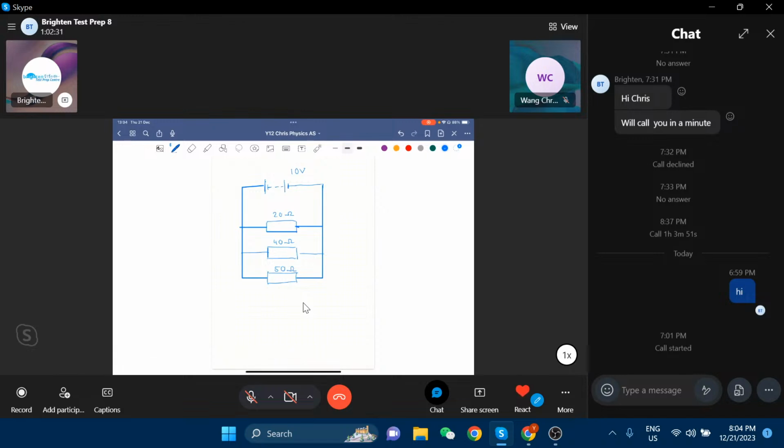Chris, is it okay to continue? Yeah. All right, okay. So in the meantime, I made a simple circuit, and we would like to discuss certain aspects of it, certain calculations.